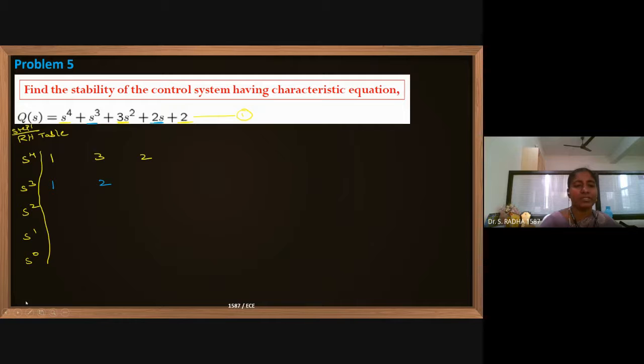The first two rows are taken automatically from the given characteristic equation. Further, we do our calculations: 1 into 3 minus 1 into 2 divided by 1, which is 3 minus 2 by 1, which is 1. The value is 1. Next element: only one element is present and the other is not there, so we take it as 0. Now 1 into 2 minus 1 into 0 divided by 1, which is 2 minus 0 by 1. The value is 2.